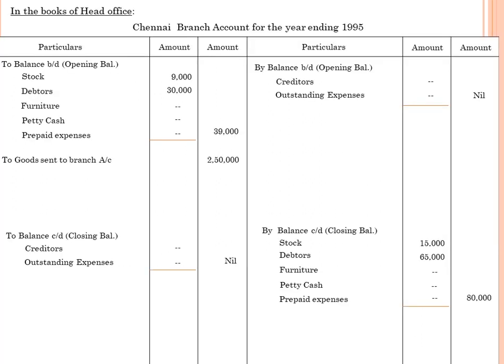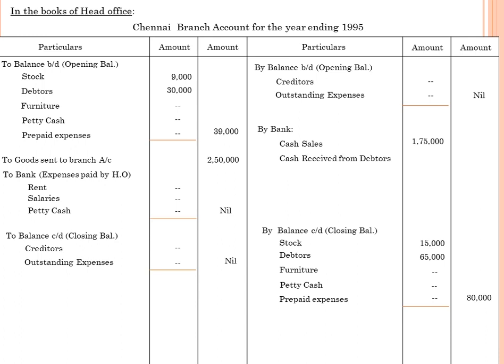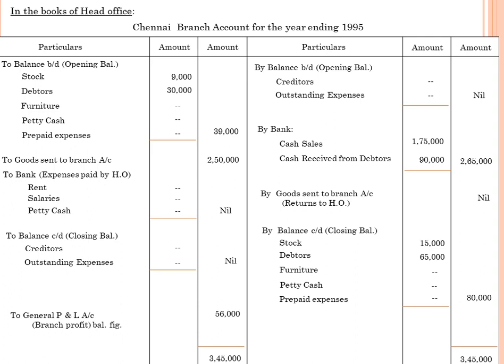To goods sent to branch 2,50,000. To bank, expenses paid by head office, rent we don't have, salaries we don't have, petty cash we don't have, nil. And here by remittance, by bank, cash sales 1,75,000, cash received from debtors 90,000, total 2,65,000. We don't have any return to head office, nil. And find the total. I hope on the credit side we have the excess value, 3,45,000. The same value you should record on the debit side, 3,45,000, and find the balancing figure. That balancing figure we call the branch profit. How much? 56,000. I hope you understand both problems.